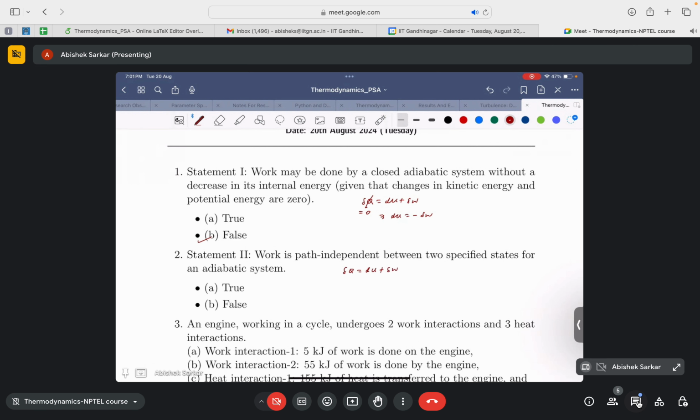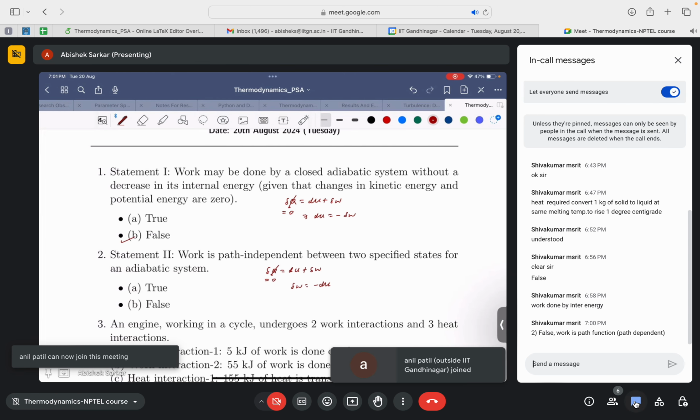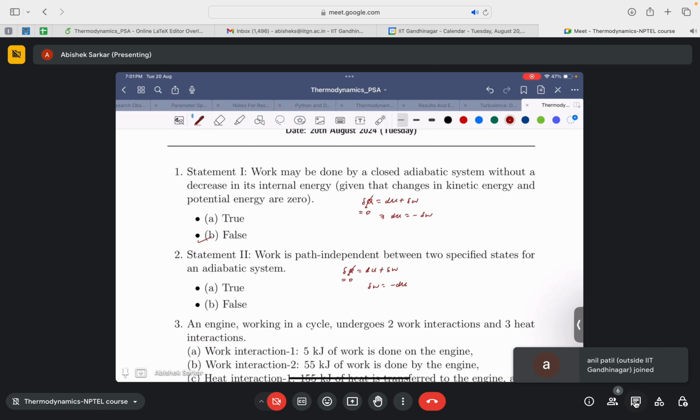So for an adiabatic system dQ is zero, so the net work interaction becomes equal to the net change in internal energy. Now is the change in internal energy a path independent function or not? And since you are able to represent work as the change in internal energy, what can you tell about the work interaction now? Does it become path independent? Only in the case of an adiabatic system. It's also very important.